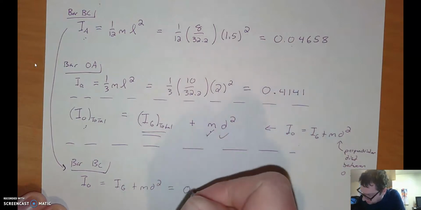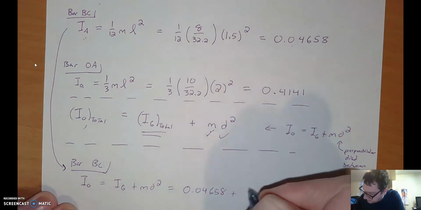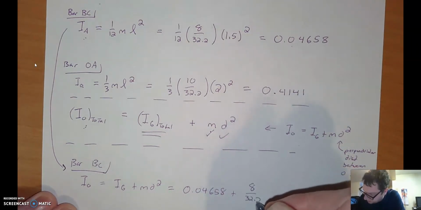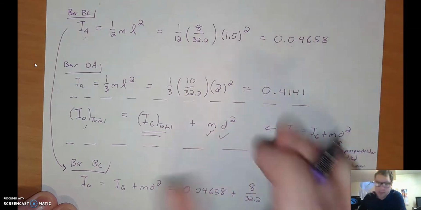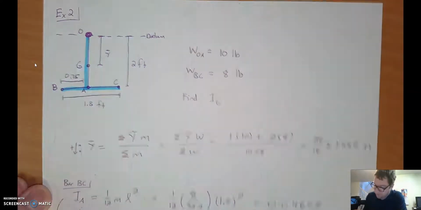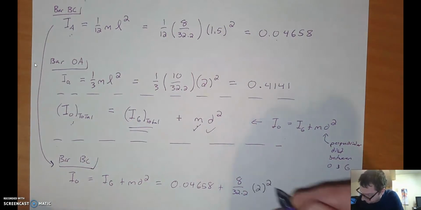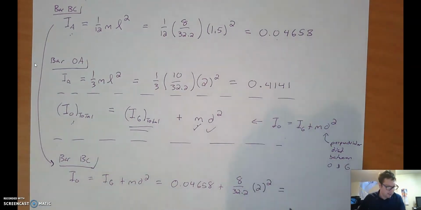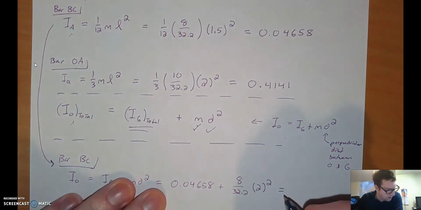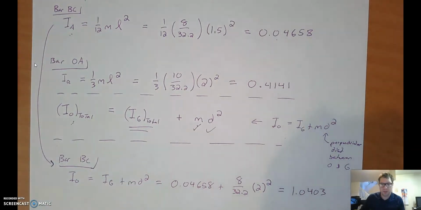So our IG was 0.04658. The mass is the 8 pounds divided by 32.2. And then the distance is how far the center of gravity is from O. So it is 2 feet away. It doesn't matter if it's positive or negative because you square it. All right. And so that number should total up to be 1.0403. So 1.040 if we go to 4 sig figs.